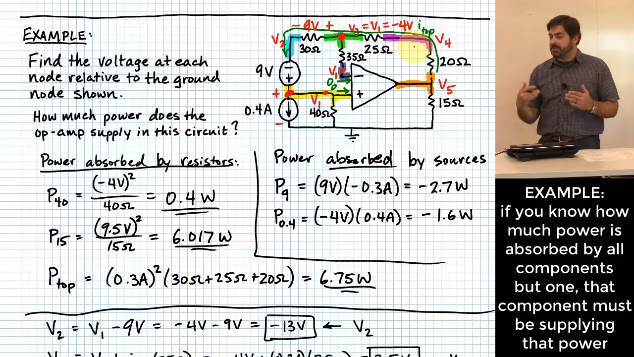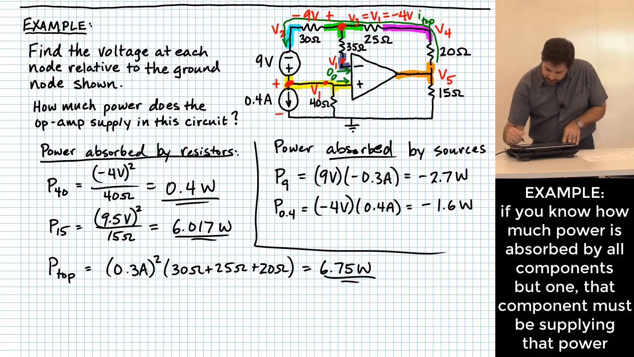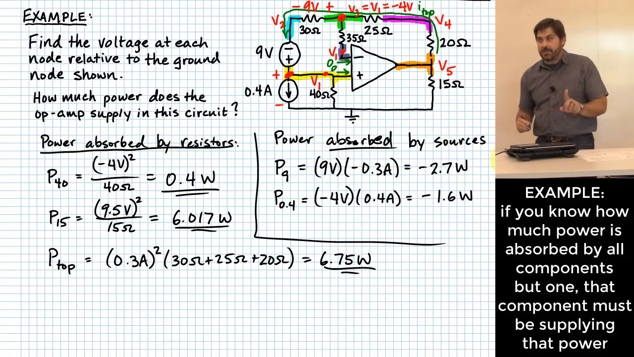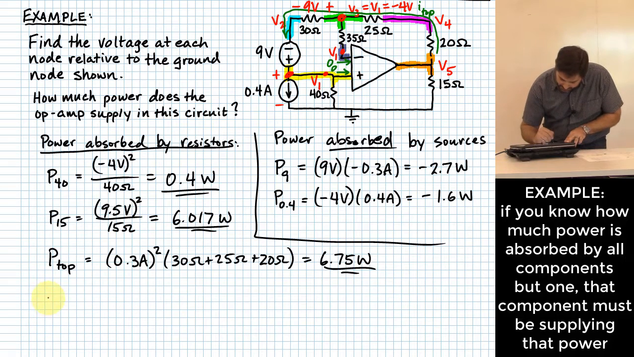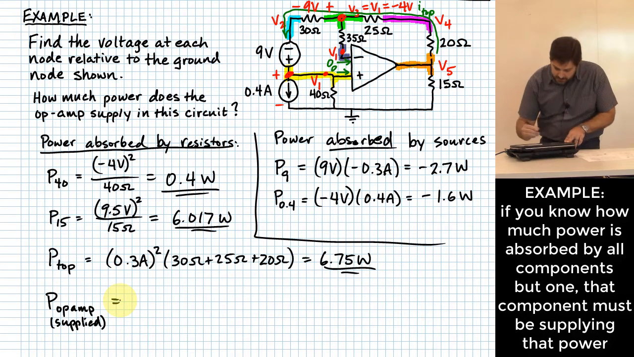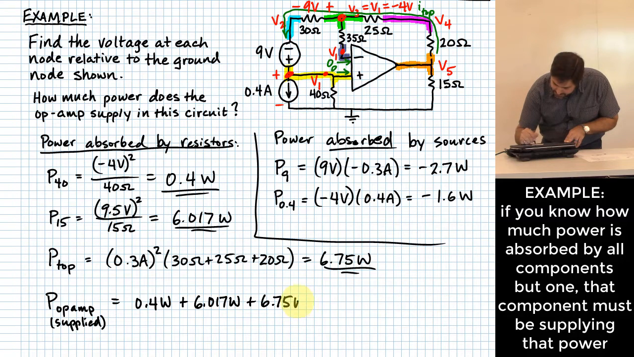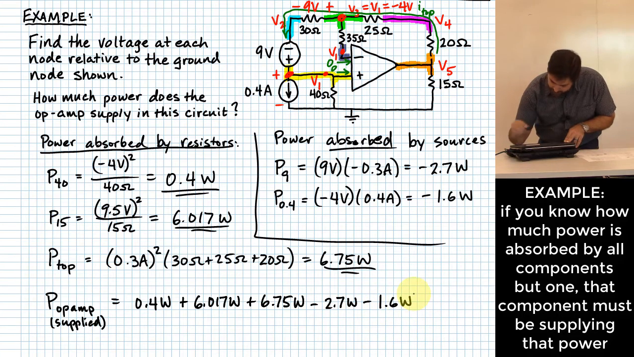Now is when I can pull out Tellegen's theorem, right? What would that say? Sum of the power has to be equal to 0, or if there's only one element that I don't know, the power it must be supplying, I'm going to write it this way, power op amp supplied. What is that going to be? It better be equal to the sum of all the absorbed powers, right? So that's just going to be equal to 0.4 watts plus 6.017 watts plus 6.75 watts minus 2.7 watts minus 1.6 watts.